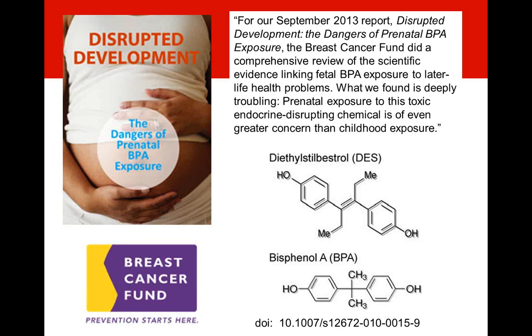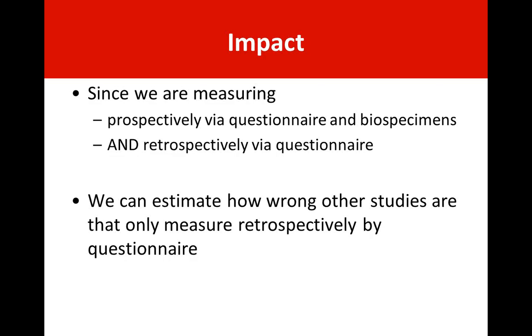BPA is also an endocrine disruptor, and this report, Disrupted Development, just came out last month from the Breast Cancer Fund. It's basically a literature review that they've put together of all of the studies on prenatal BPA exposure and what has happened to the babies and kids. I've got to tell you, most of these studies have really lousy exposure assessment. But you know what? It was the best they could do at the time, so we'll give them that. But here's the thing. In our study, since we're measuring prospectively and retrospectively, we can estimate how wrong other studies are from only measuring retrospectively.